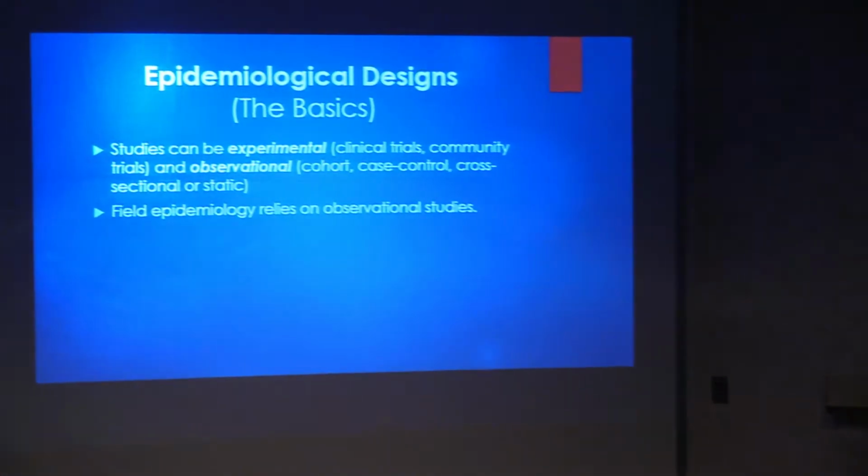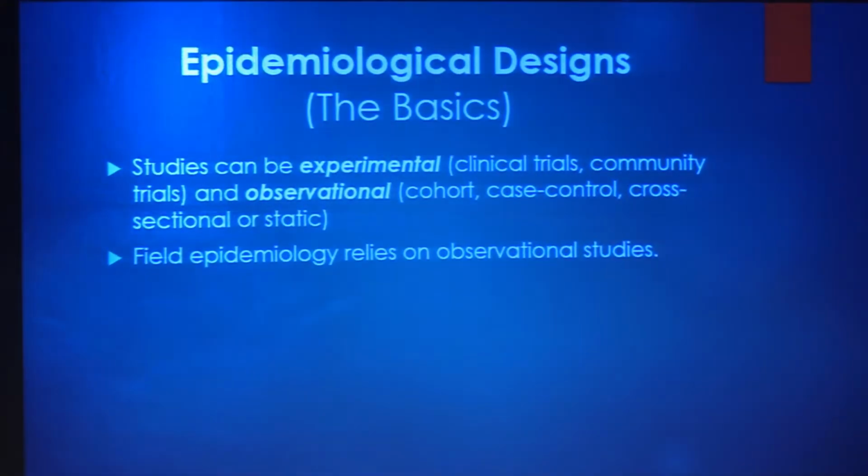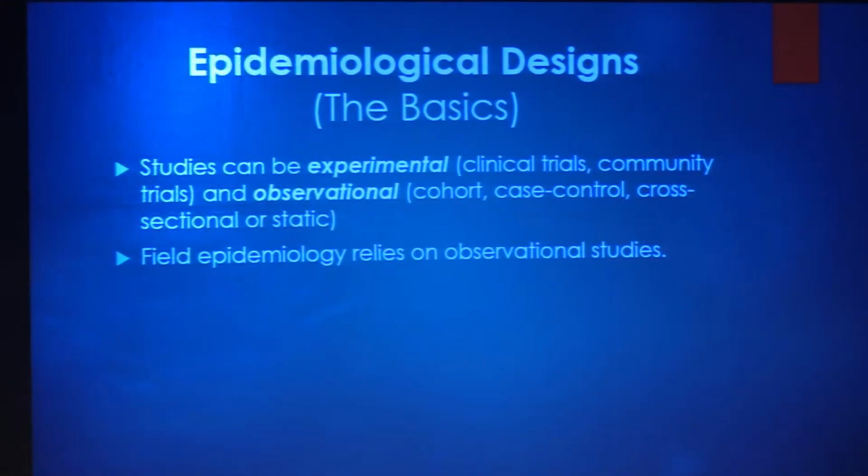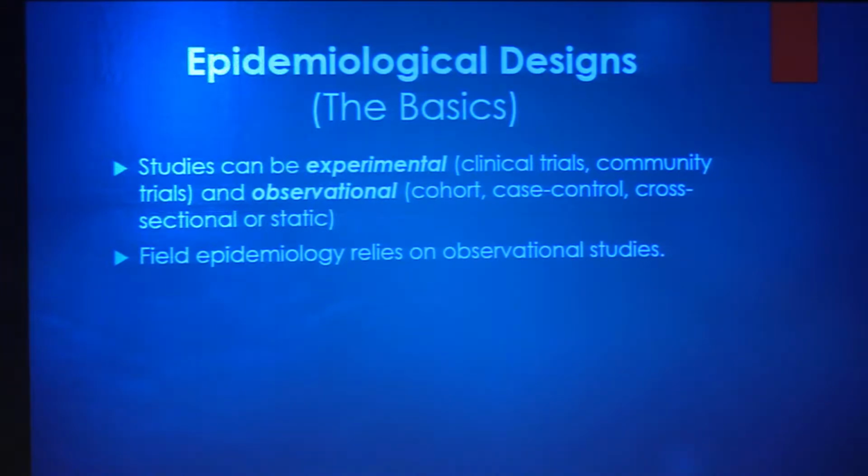We also need to look at some of the basic study designs in epidemiology, which are used in other fields as well. First one is experimental, the so-called randomized clinical trials, community trials. Studies can also be observational, like cohort, case control, cross-sectional, static. I'm going to talk a little bit about those in a minute. In epidemiology and field epidemiology, we mostly use observational studies.